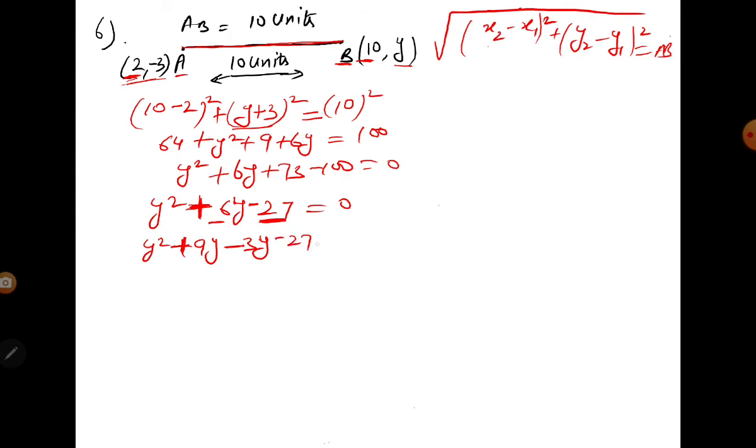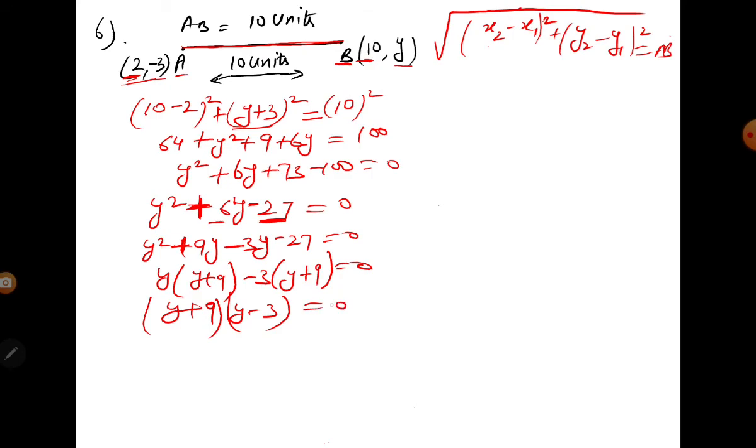So here now 27 is equal to 0. Take y out, y plus 9, and take 3 out, y plus 9 again. So I have now y plus 9 and y minus 3. My two factors are this one. So the product of these two will be 0 only if y plus 9 is 0 and y minus 3 is 0. So from here what we got, y is equal to minus 9, and from here y is equal to positive 3.